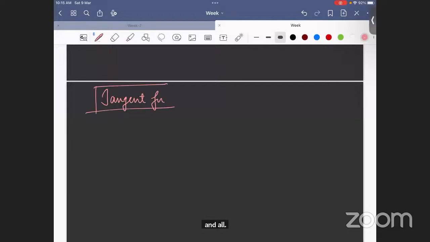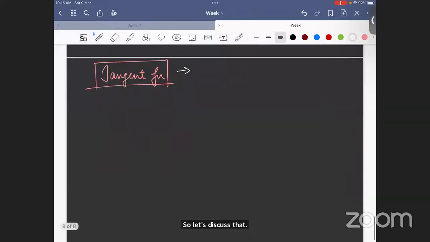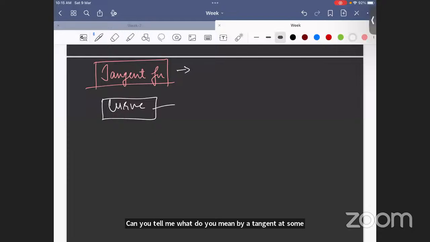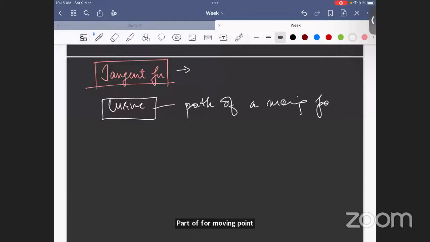I guess the tangent has also been discussed. Can you tell me what you mean by a tangent at some particular point of a curve? First of all, what do you mean by a curve? The path of a moving point on a coordinate plane. Correct, that can be anything. Any path can be a curve.